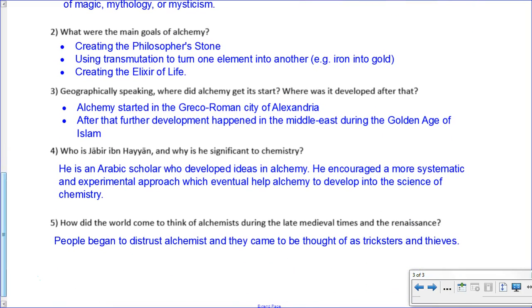Number 2, the main goals of alchemy, there are 3 of them. One of them is the Philosopher's Stone, which is the stone that turns base metals into gold, and it also gives you everlasting life and things like that. Also, transmutation was a goal, where they were taking one element and turning it into another element. And also, the last one there's this thing called the elixir of life, which if you drank it, it would revitalize you, make you young again, things like that. So similar sort of to what the Philosopher's Stone does, but it's called the elixir of life.